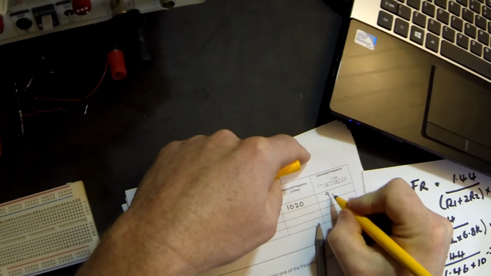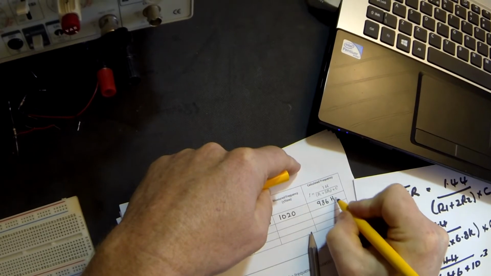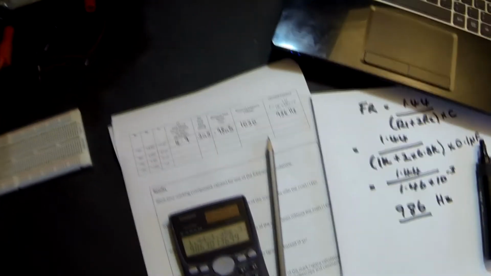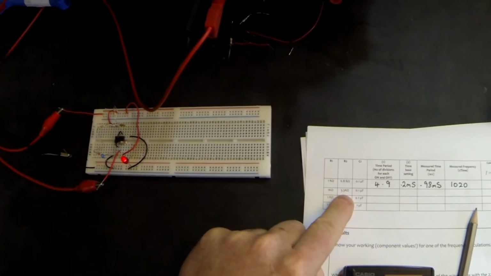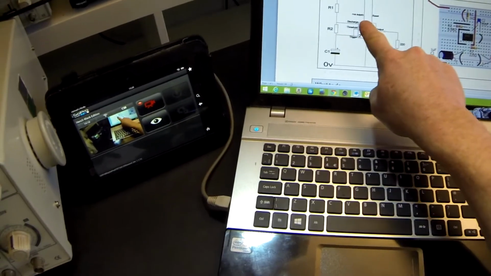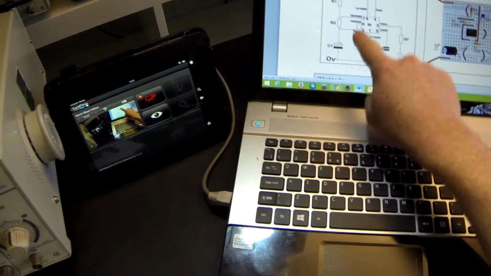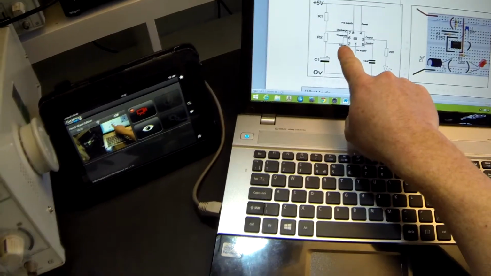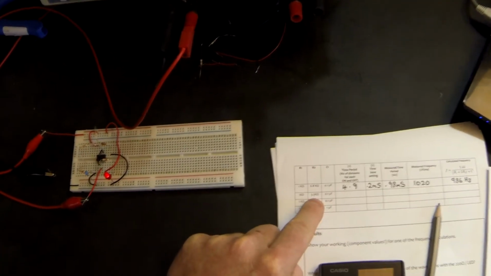So I'm just going to enter that into my table. 986. So I'm now going to change R2. Let's just remind ourselves which value we're changing. We're changing the resistor between pin 7 and pin 6 and 2. R2 becomes a 3.3 k ohm resistor.